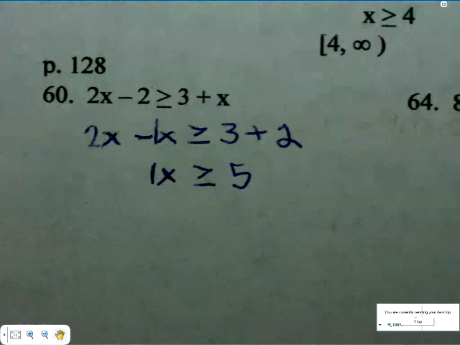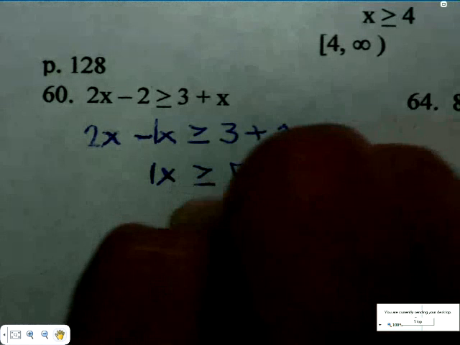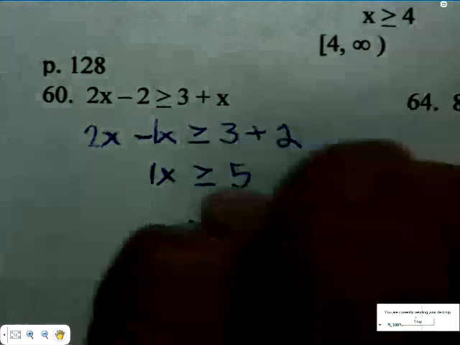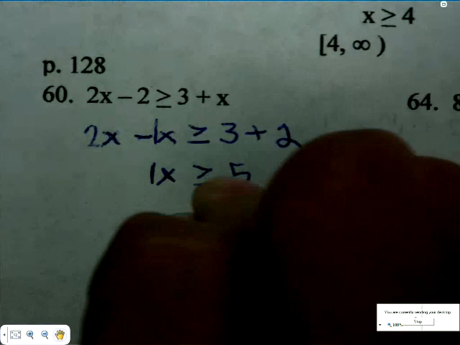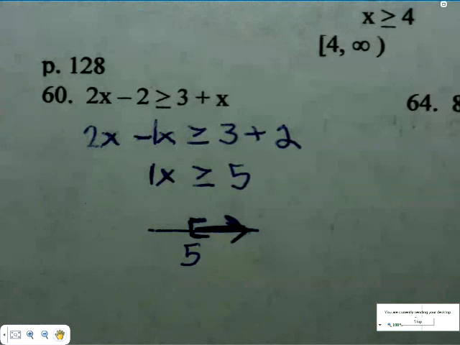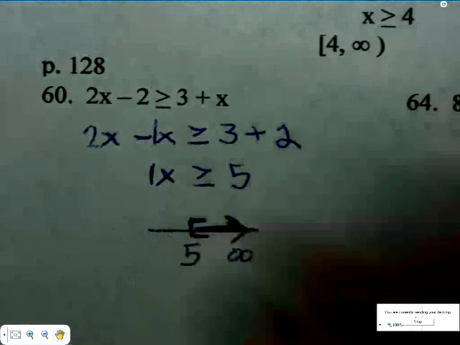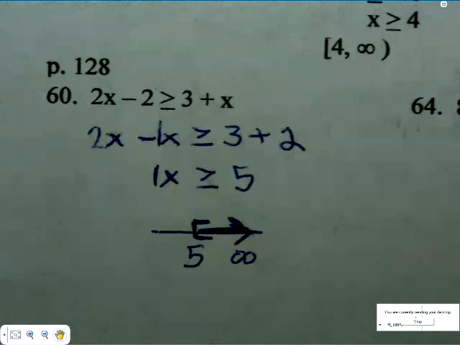Now, I don't care if you graph it or not. I don't ask you to graph it on the test, but if you need to graph it to make sure that you get your interval notation right, then go ahead and graph it. X is greater than or equal to 5 would start at 5, shade forever to the right, and include the 5, because that was greater than or equal to. And the symbol for forever to the right is infinity. So my interval notation looks just like that: from 5 with a bracket on it to infinity with a parenthesis on it.